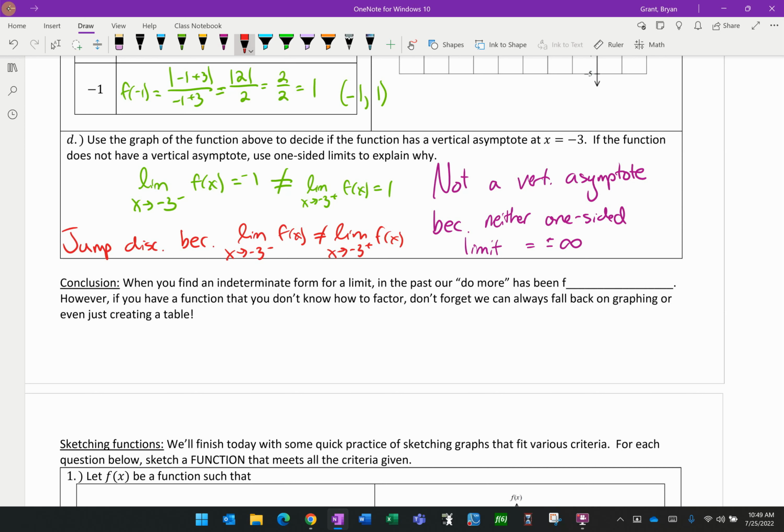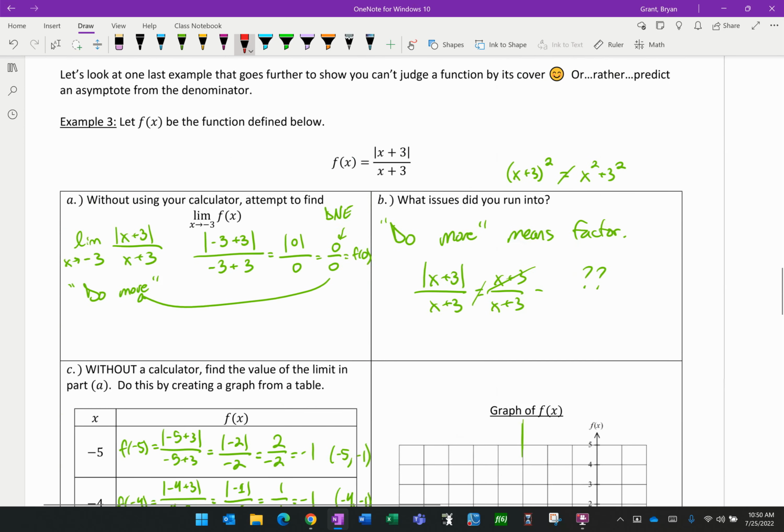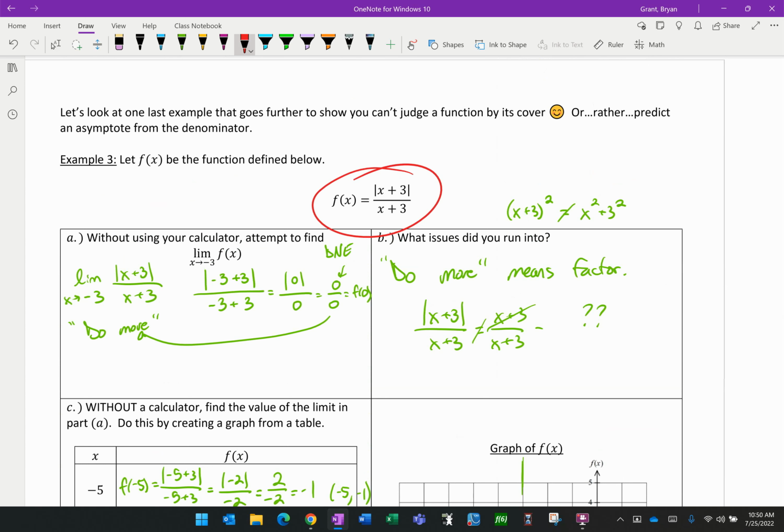So here's our quick conclusion. When you find the indeterminate form for a limit, in the past, our go-to was always factoring. However, if you're at a standstill for a function you don't know how to factor, don't forget you can always fall back on graphing or just creating a table. And I'm telling you right now, this question, maybe with like one different number here, is going to be on your topic 1 exam. It's going to be there.